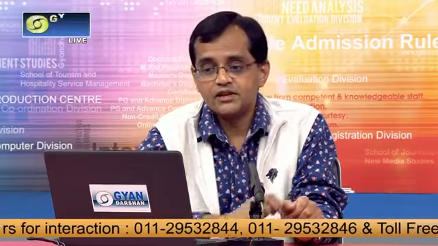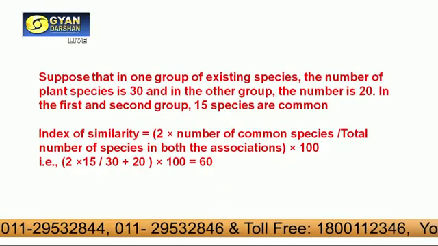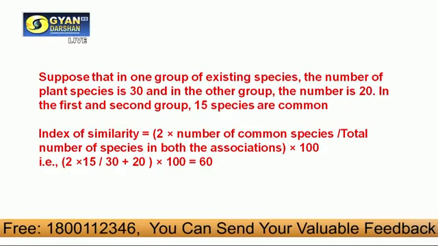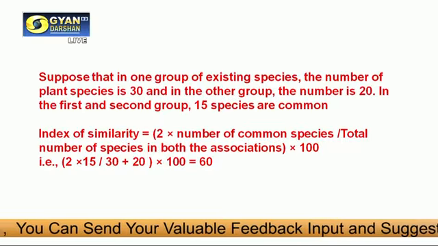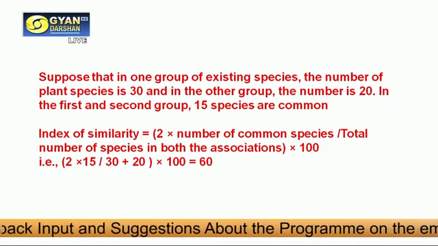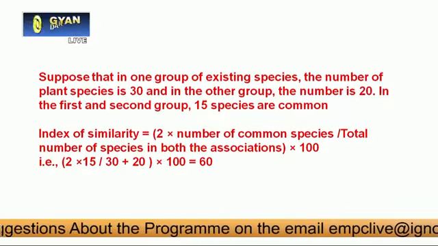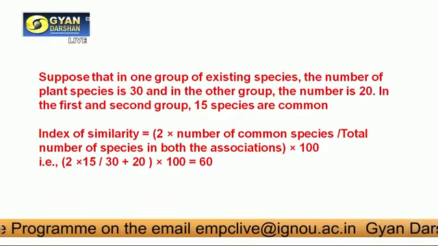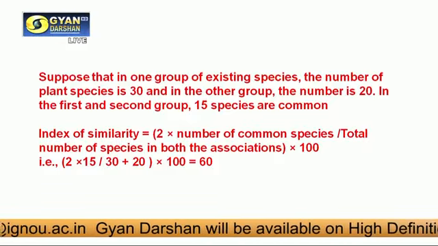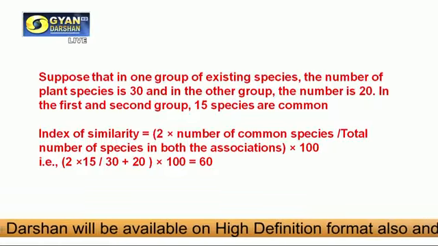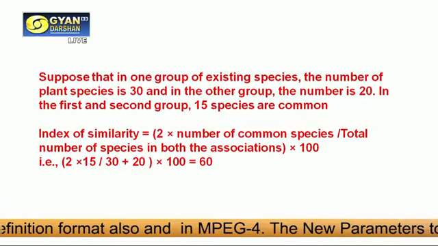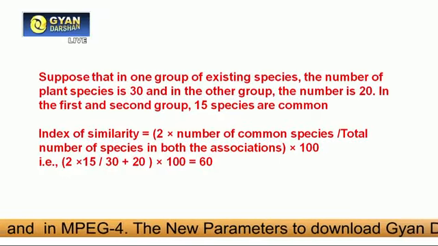Now, suppose in one group, the number of plant species is 30, and in another group, the number is 20. In the first and second group, 15 species are common. Then what is the index of similarity? You have to use this formula: twice the number of common species divided by the total number of species in both the associations, into 100. Basically, it's a percentage. That is 2 into 15 divided by 30 plus 20, multiplied by 100. So it gives you 60. So basically, the index of similarity is a kind of percentage study.